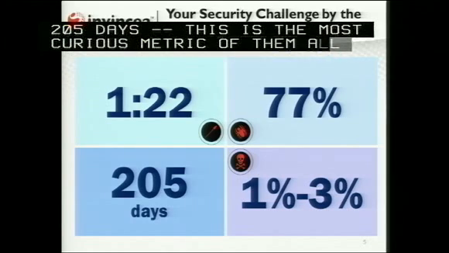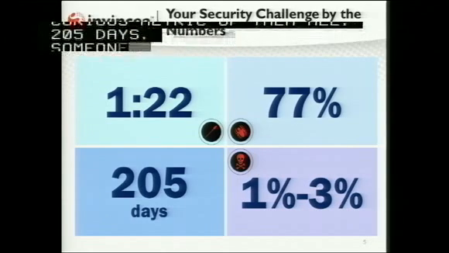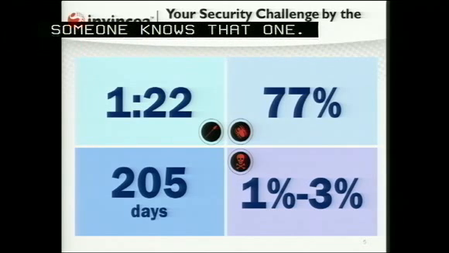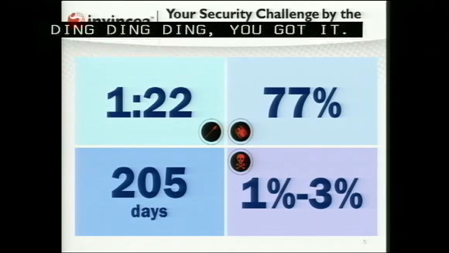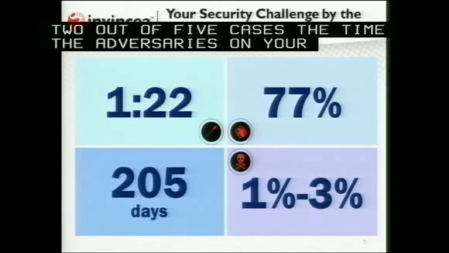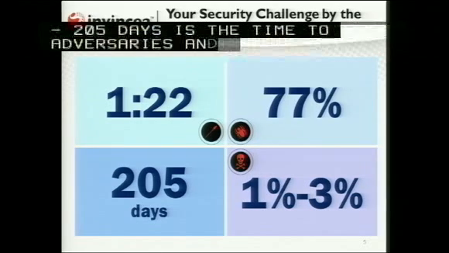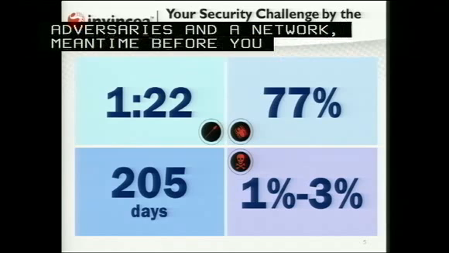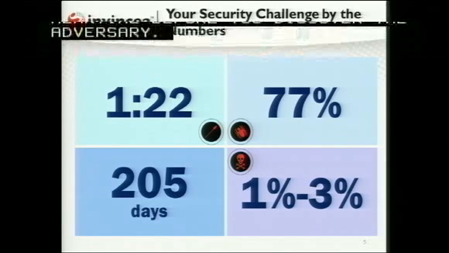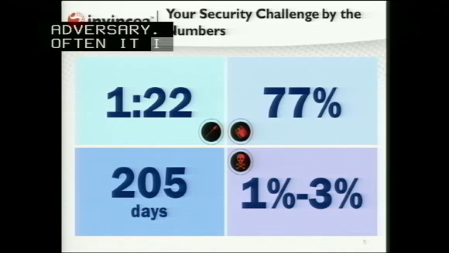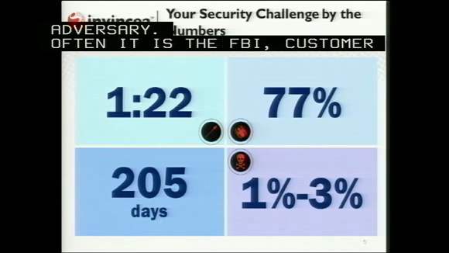Anyone? Go ahead. Ding, ding, ding, you got it. So 205 days is the time the adversary is on your network before you discover that adversary, right? And by the way, most of the time it's not you doing the discovering, it's a third party doing the discovering. It's the FBI, it's a customer, it's someone else that's informing you, oh, by the way, you've been compromised. Brian Krebs.